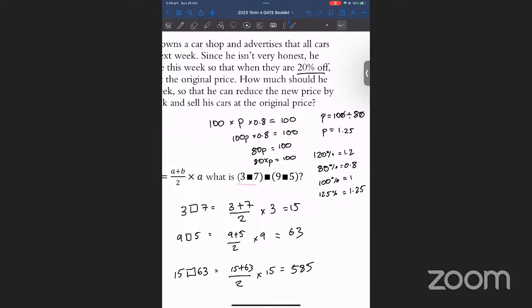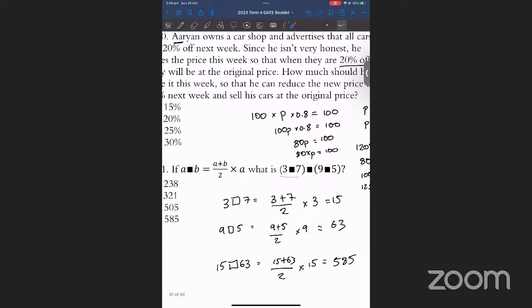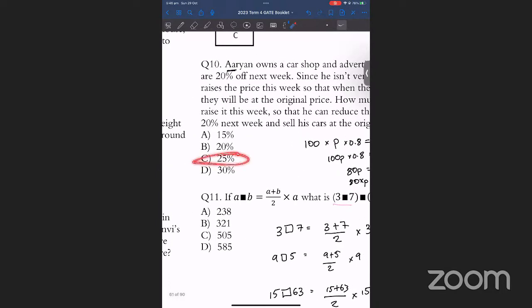Aryan, do you want to help us? How much did you increase by? I increased it by 25%. Good man, 25%. And the answer is C. Okay. Got it?